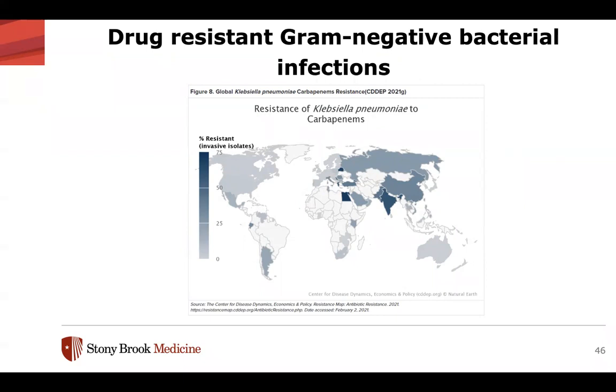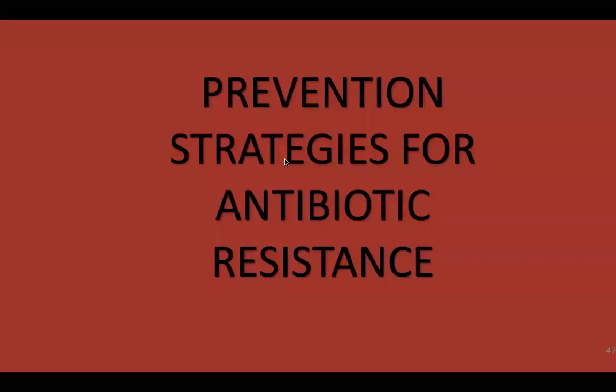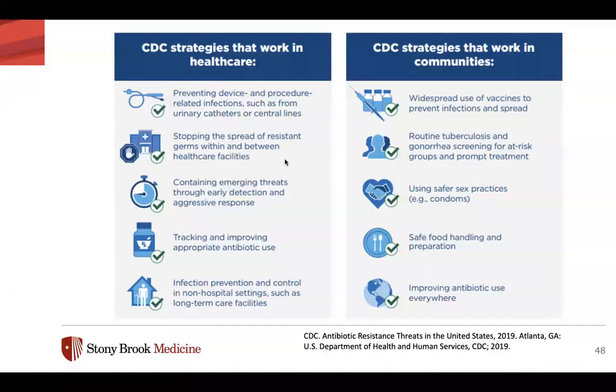And now that we talked about multi-drug resistant organisms that are serious and urgent threats and have an overall good background on antibiotic resistance mechanisms and prevalence, we're going to talk about prevention strategies for antibiotic resistance. So, prevention strategies for antibiotic resistance per the CDC. On the left side, I have strategies that work in healthcare. On the right side, I have strategies that work in the community. Just to point out a few, tracking and improving appropriate antibiotic use in healthcare is a really important strategy to prevent antibiotic resistance.